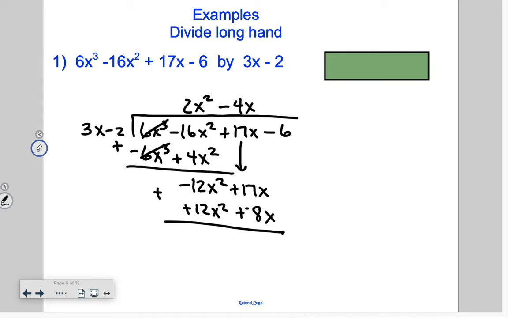Okay. All right. So once again, the x squared terms cancel out. The x's, when I combine, give me 9x. Now what do I do? Bring down the next term. Go again. We're close though, because this is the last term. What's the last part of my answer? What's going up top? What is it, Ella? Yep. 3x times what gives me 9x? Positive 3.